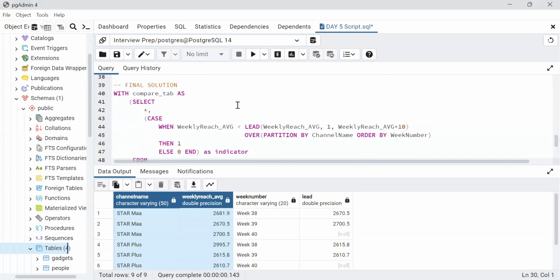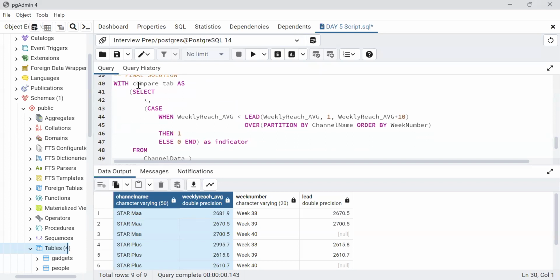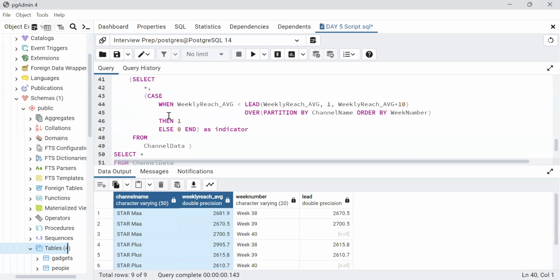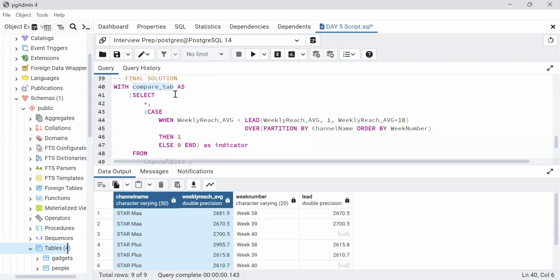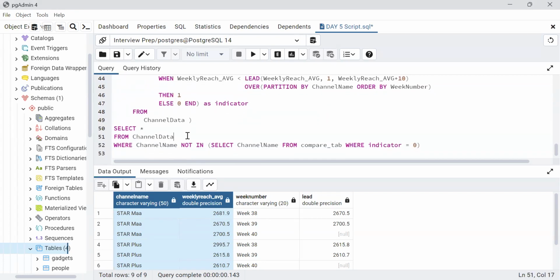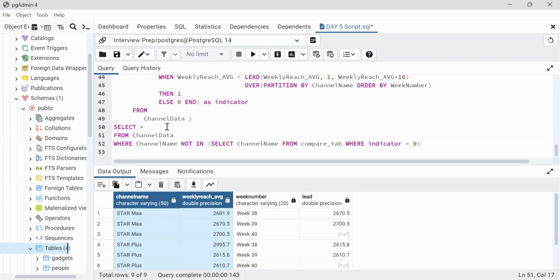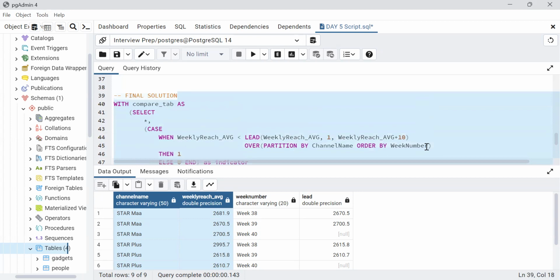Great. So now that we understand this, I'm going to come back. I'm going to save this entire indicator table into a CTE called compare tabs. And then what I'm going to do is I'm going to select from that. I'm going to basically just select the channel data. And at the end of the day, I'm going to ensure that I am filtering out that channel name which is not a part of an indicator zero. Okay, let me just run this piece of code and then we'll discuss further.